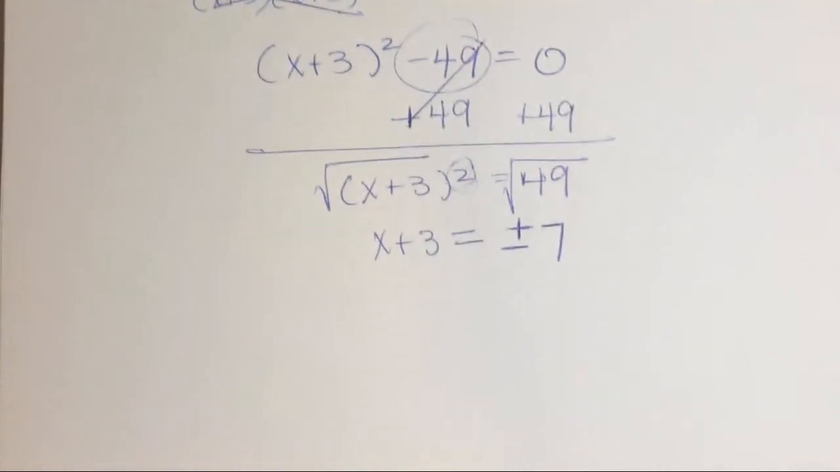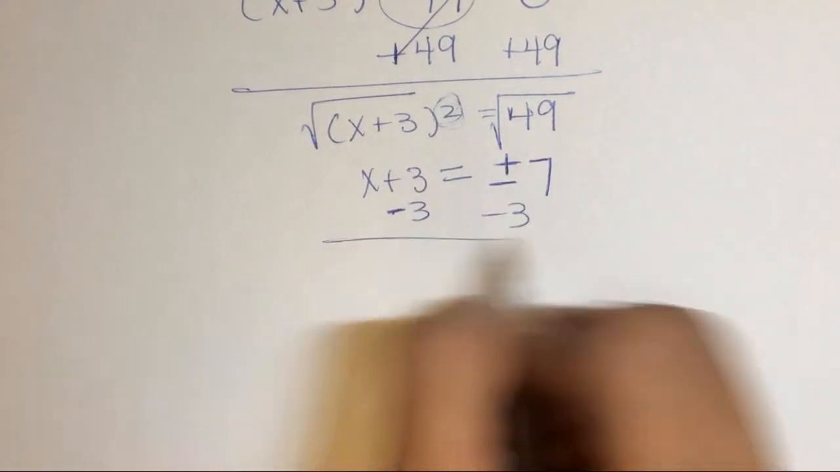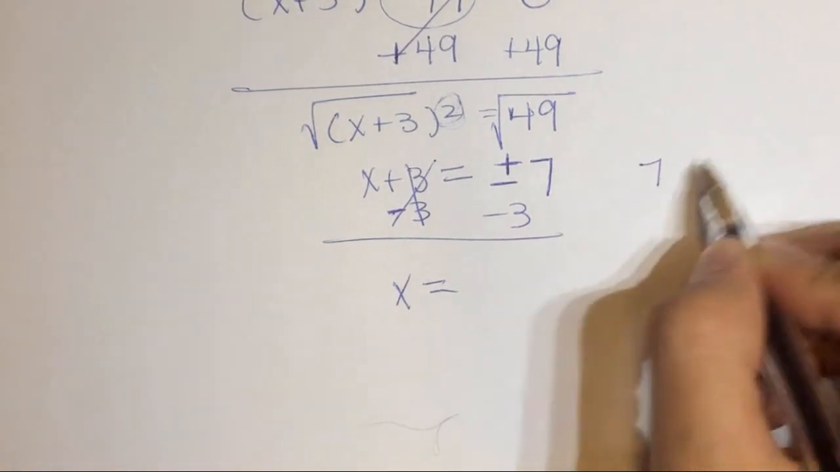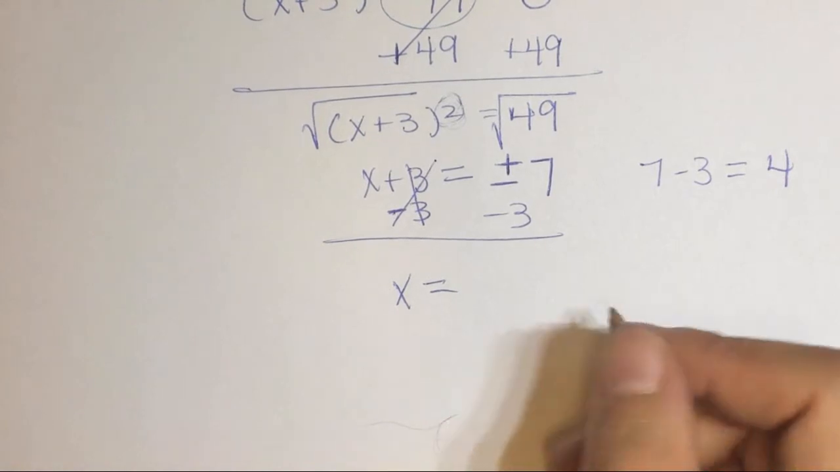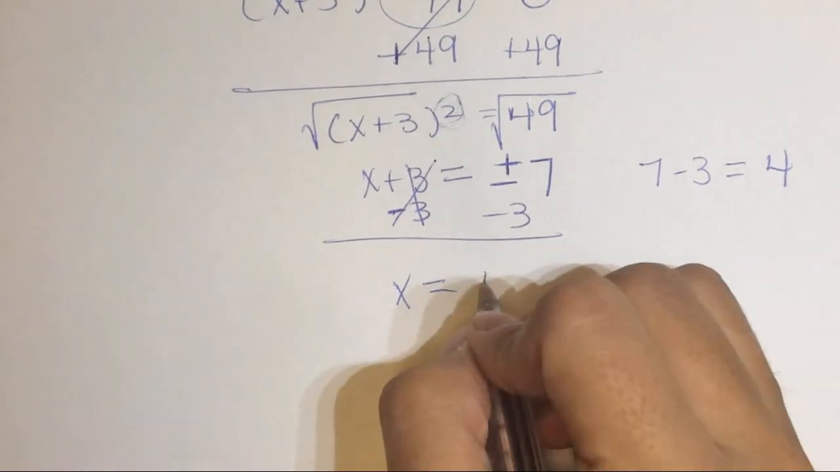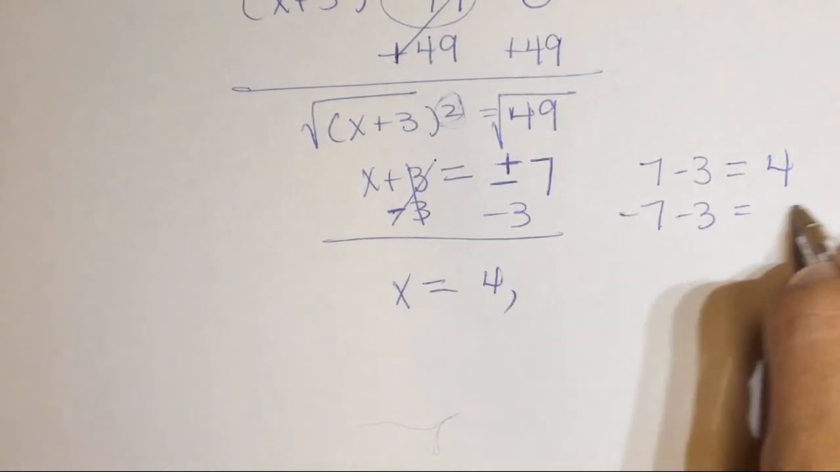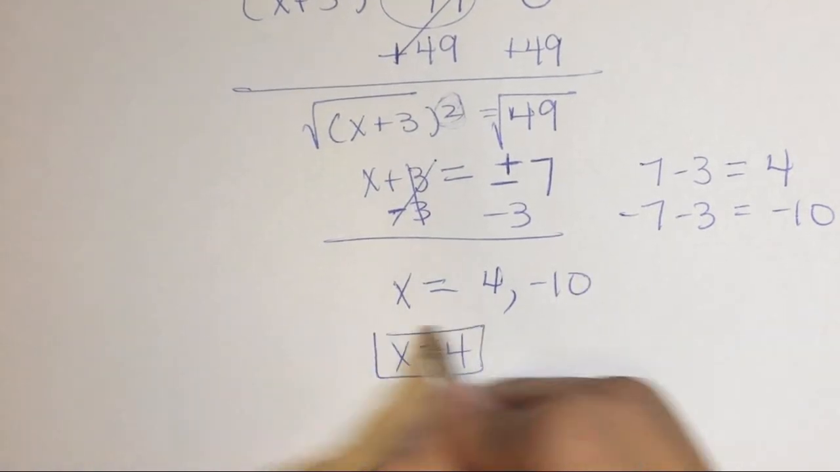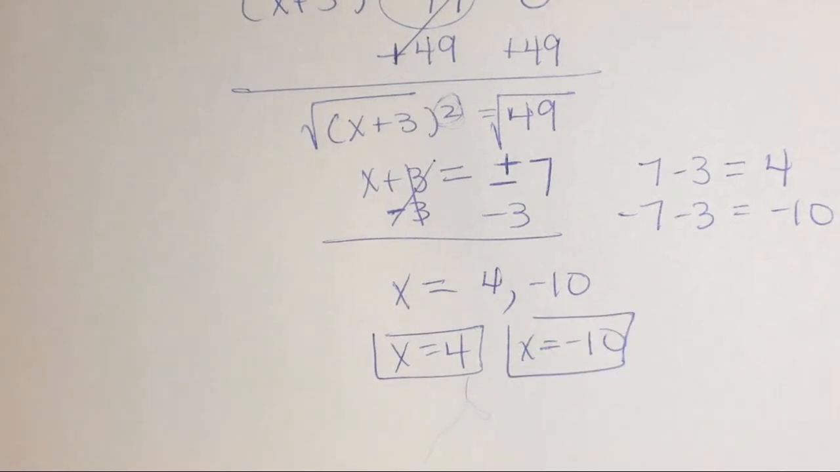The next thing I'm going to do, to get x by itself, is subtract 3 from both sides. So you get x equals, I have positive 7 minus 3, which is 4. So my first answer is 4. And then I have negative 7 minus 3, which is negative 10. So x = 4, x = -10. That's it for that one.